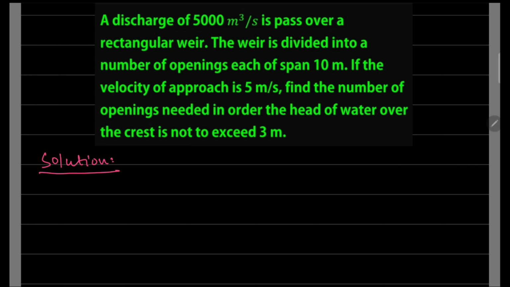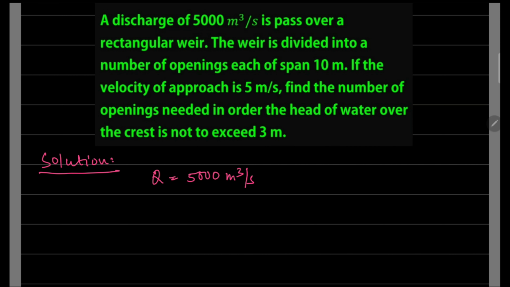The problem says that a discharge of 5000 cubic meter per second is passed over a rectangular weir. The weir is divided into a number of openings, each of a span of 10 meter. If the velocity of approach is 5 meter per second, find the number of openings needed so that the head of the water over the crest does not exceed 3 meter. So the Q value is given to us, that is 5000 cubic meter per second.